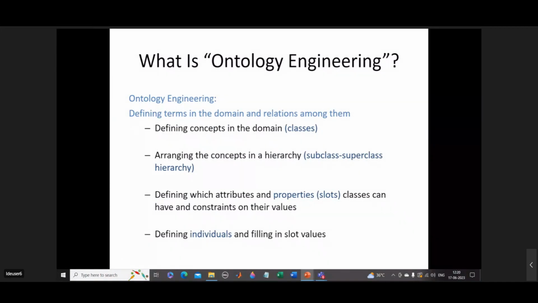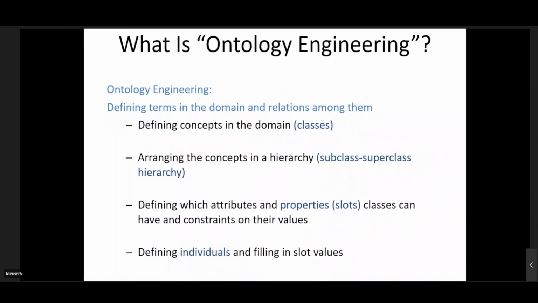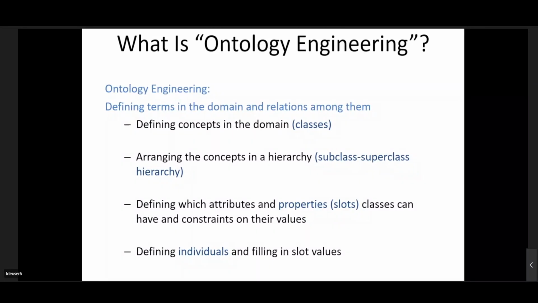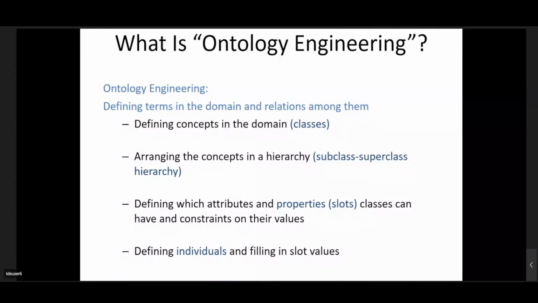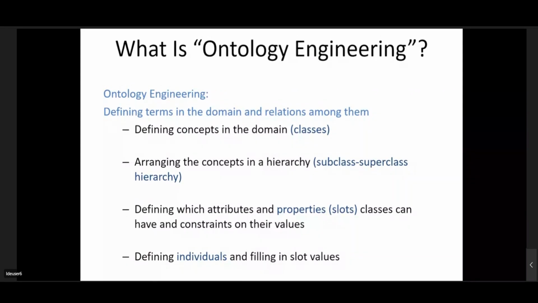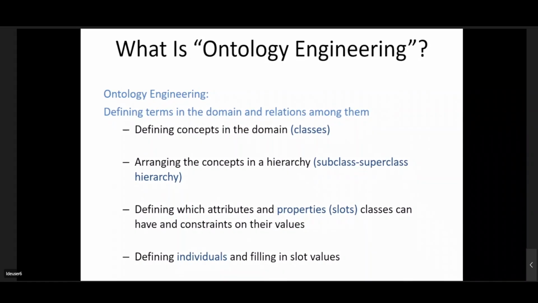For ontology engineering, defining terms in the domain and relations among them. You have to give it in the domain classes, concepts. And you can arrange the concepts in a hierarchical manner, so you can have subclass and superclass in that hierarchy. And you have to define the properties and the attributes, which have constraints on the values, define the individuals, and fill up the slot values.